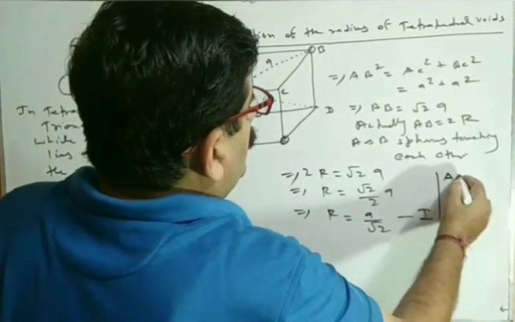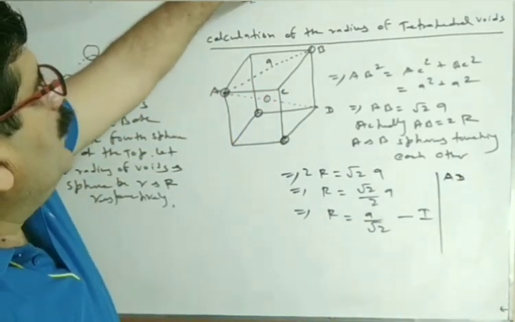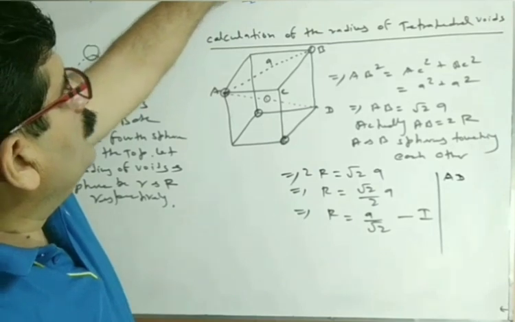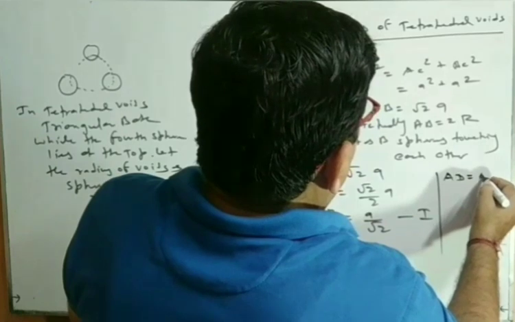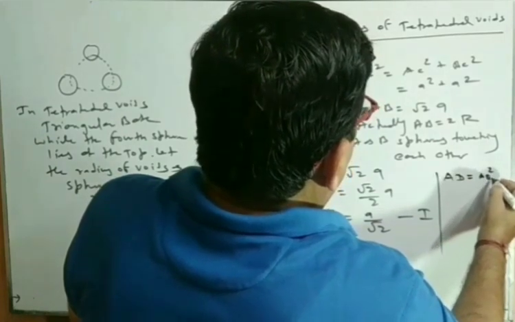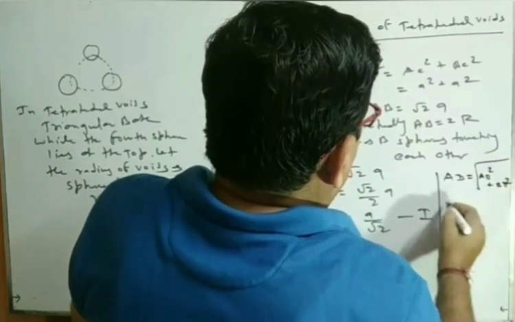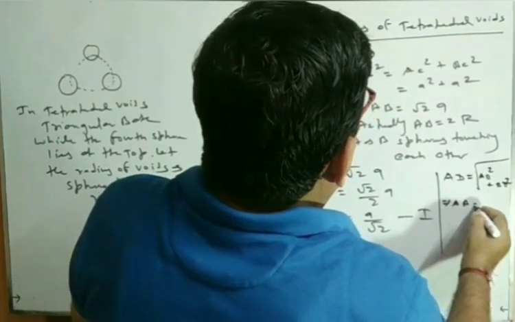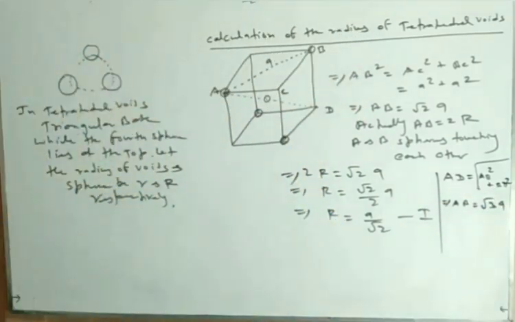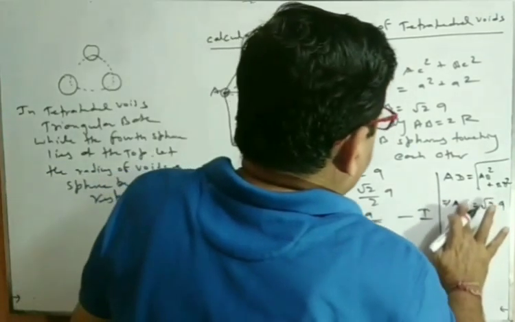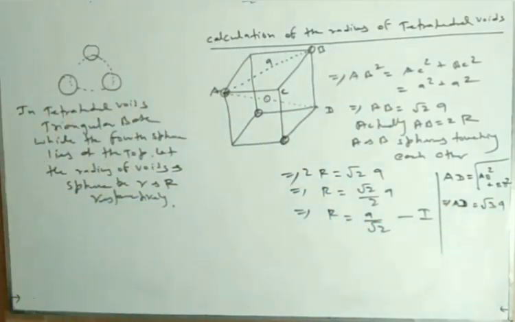AD is equal to what? AD square is equal to AB square plus BD square. So AD is equal to what? If you solve the value of AD, you will get root 3a.